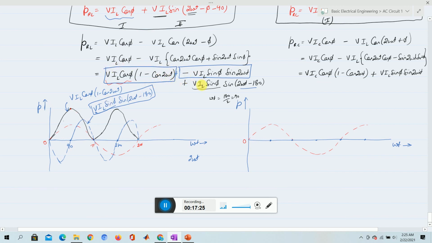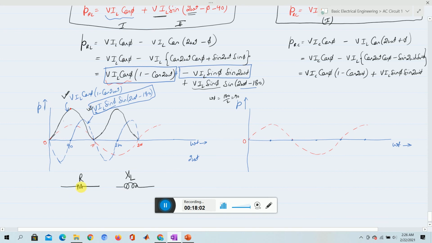Another term is the term VIL sine phi sine 2 omega t, negative of this. So this waveform 1 and this waveform 2 resemble a load which is of R, and resemble a load when it is only inductive. So when it is only inductive, you have got this waveform. This inductive we generally represent with XL, and this resistive was generally with R.